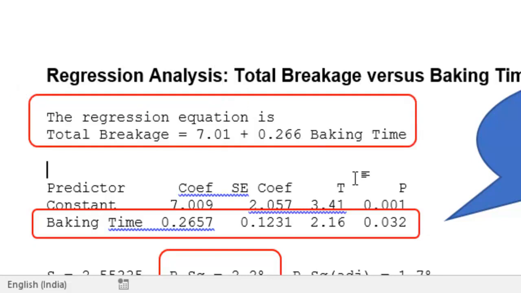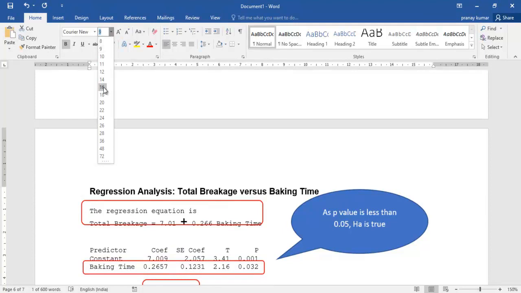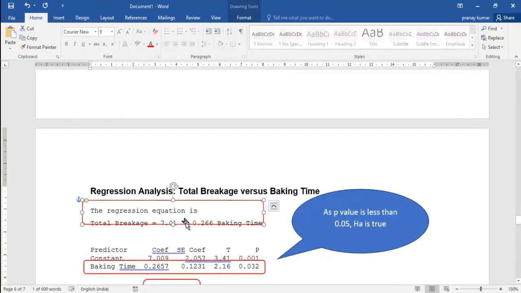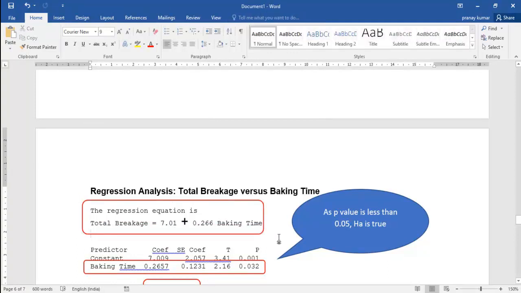Total breakage is equal to 7.01 plus 0.226 baking temperature, baking time. पहले तो यहाँ बीच का प्लस साइन देख करके मुझे समझ में आ गया that the relationship is going to be positive. पॉजिटिव कोरिलेशन का मतलब the direction of movement of y and x will be the same. तो मैं जितना बेकिंग टेम्परेचर बेकिंग टाइम बढ़ाऊंगा उतना मेरा टोटल ब्रेकेज बढ़ेगा.